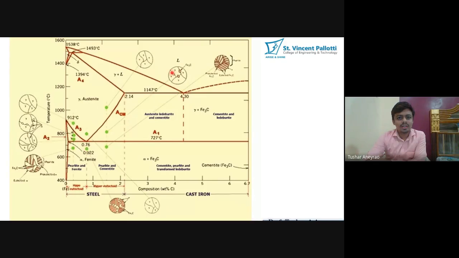Now, what are the various phases here? This is the liquid phase. This is austenite plus liquid, also called gamma plus liquid phase. This is the austenite phase. Here, austenite, ledeburite, and cementite are present. In this region, cementite and ledeburite. In this region, pearlite and ferrite. In this region, pearlite and cementite. In this region, cementite, pearlite, and transformed ledeburite. Whatever ledeburite is here is in transformed form.